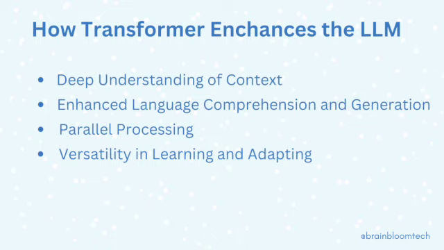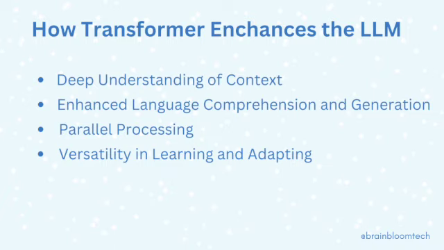Versatility in learning and adapting. The transformer allows the LLM to learn from a vast variety of texts and styles, making it incredibly versatile. It can adapt its responses based on the type of text it's generating, whether it's answering a scientific question, writing a poetic verse, or narrating a story.